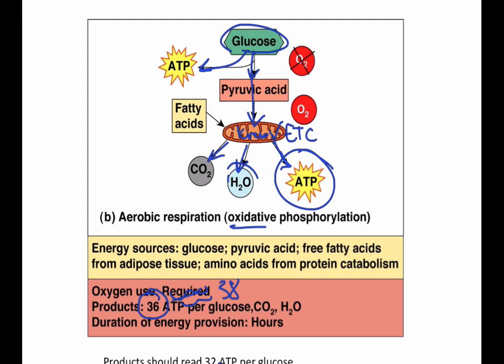Let's see. So, I guess 32 would be if we're just looking at the ETC by itself, but if we're looking at the entire thing, including glycolysis, Krebs cycle, and ETC, we're going to have between 36 and 38 ATP produced.